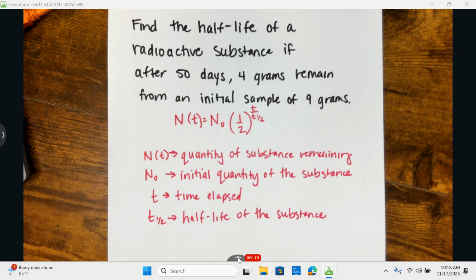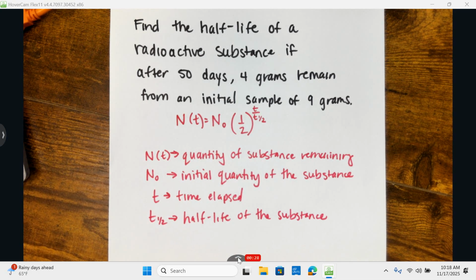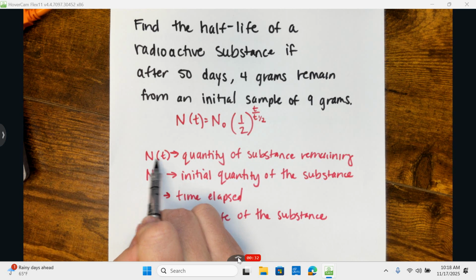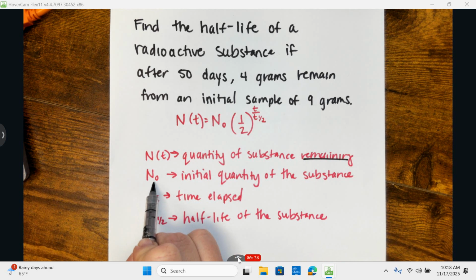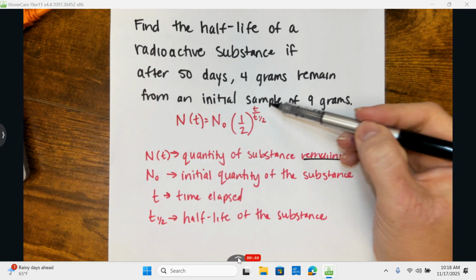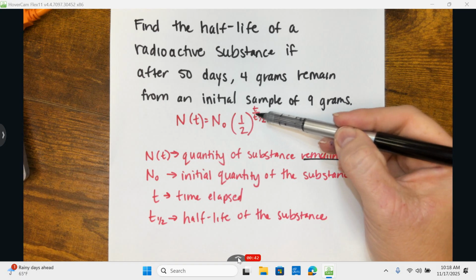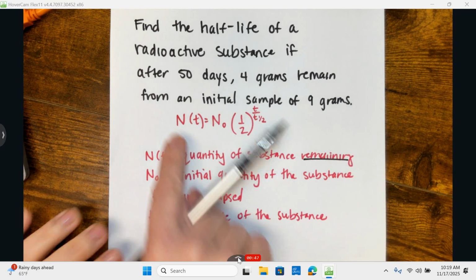Find the half-life of a radioactive substance if after 50 days 4 grams remain from an initial sample of 9 grams. This is the formula we will use throughout the next 6 examples. N of T represents the remaining quantity, N of 0 is the initial amount, half-life raised to the, this is how much time has elapsed, and for any particular substance they have their own half-life. So we're going to rely on this.